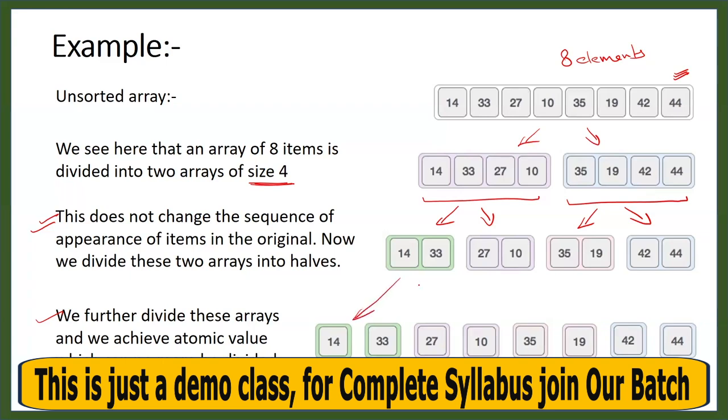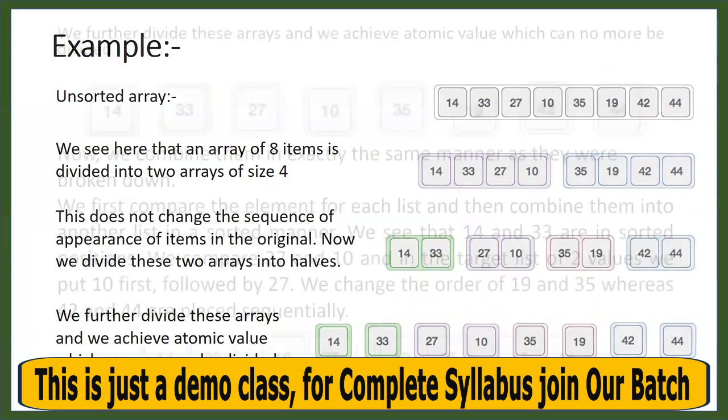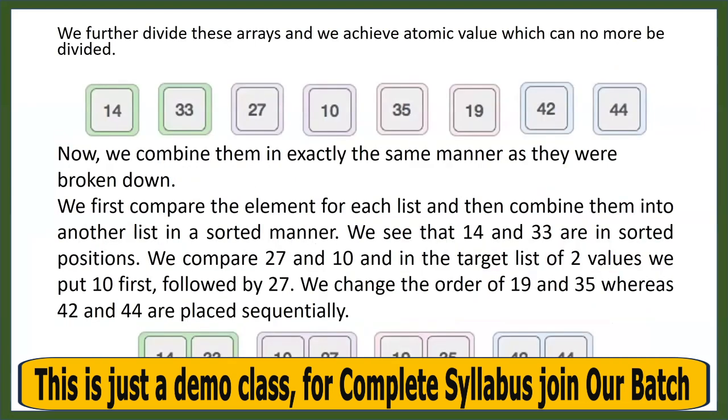Here, as you can see, we are dividing these arrays into more subarrays and we divide until we get the atomic values, the singular values. Now splitting is not possible. We cannot split 14 or 33, right? We cannot split it. When we get to the stage where we cannot divide any further, at that time, we will start arranging them.